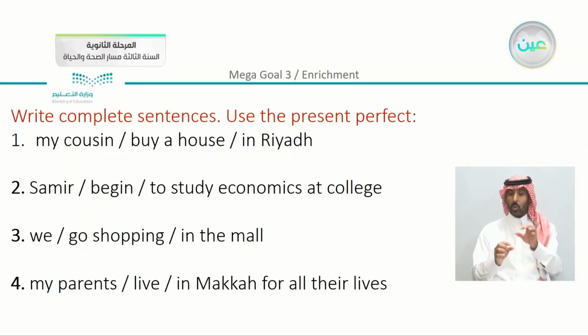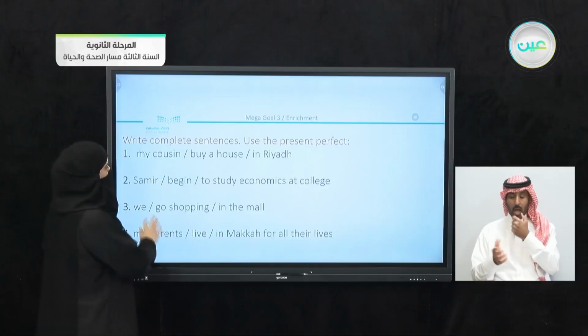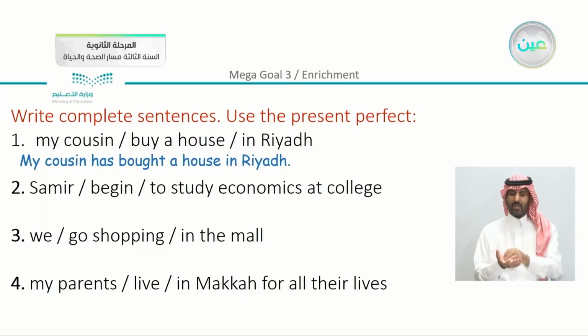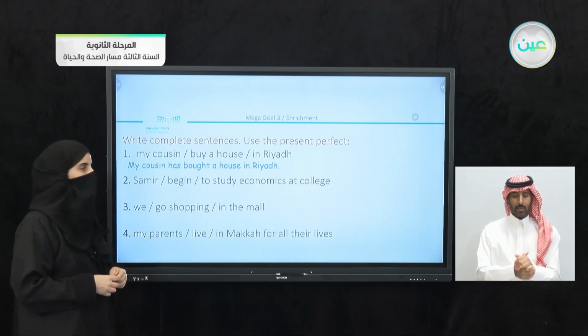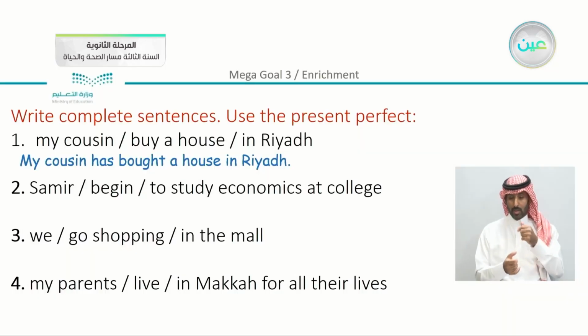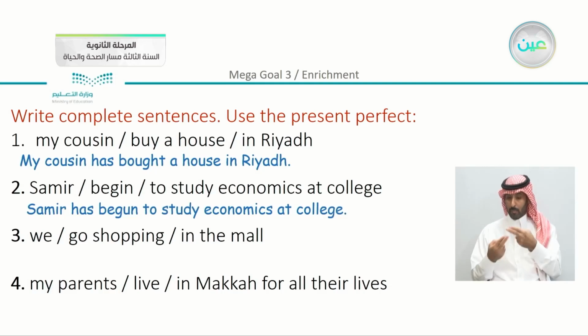My cousin buy a house in Riyadh. We can make it a complete sentence here by saying, my cousin has bought a house in Riyadh. So here it is important also to change the verb and use the correct form. Samir began to study economics at college. We say here, Samir has begun to study economics at college.